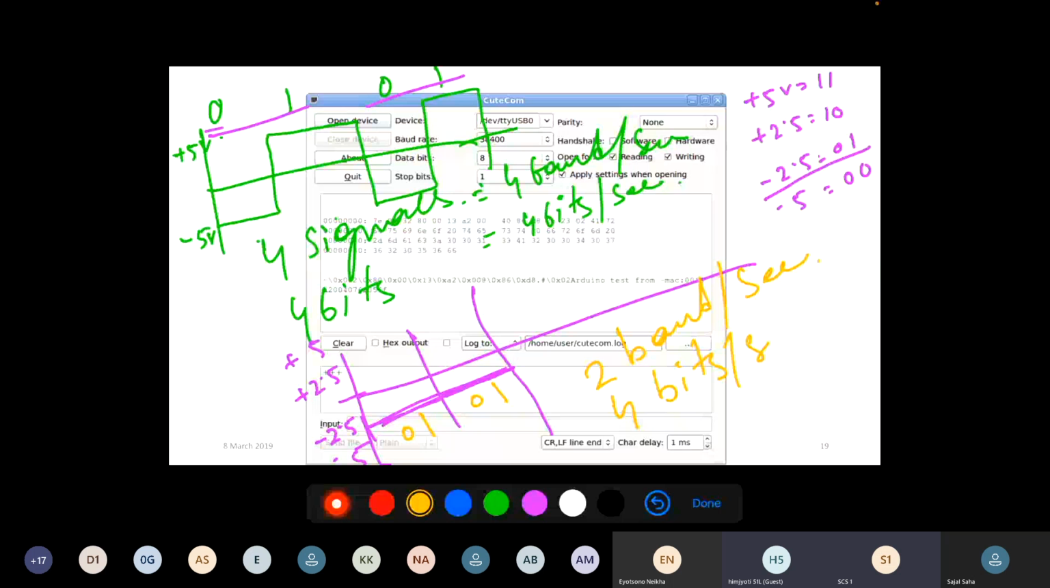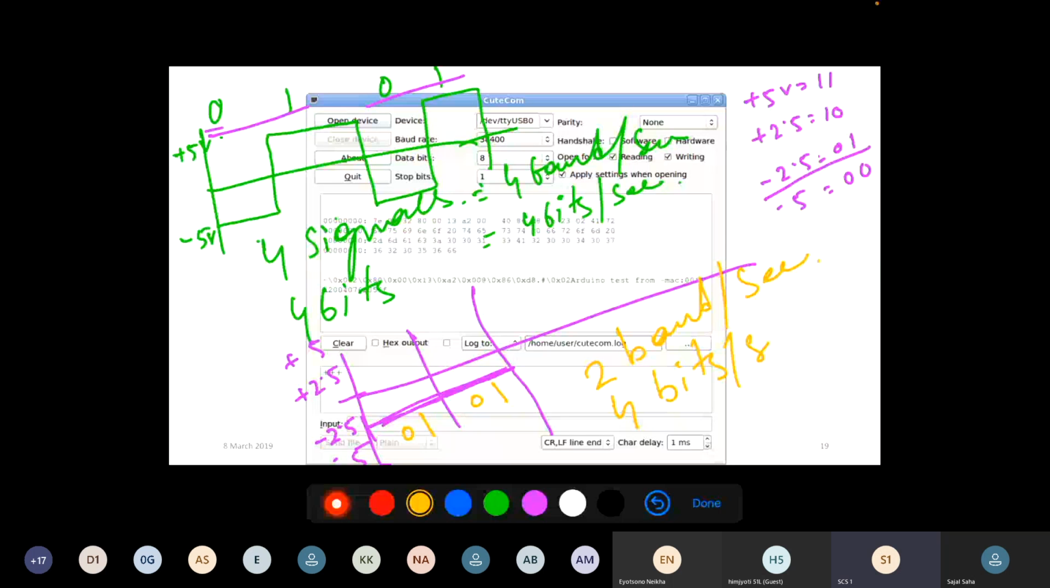Okay. Now, do you know in your current situation you are using a modem? That modem speed is 2 Mbps. Now, in that 2 Mbps speed modem, do you know how many bits are being represented by one signal? 128 bits are being represented by one signal.